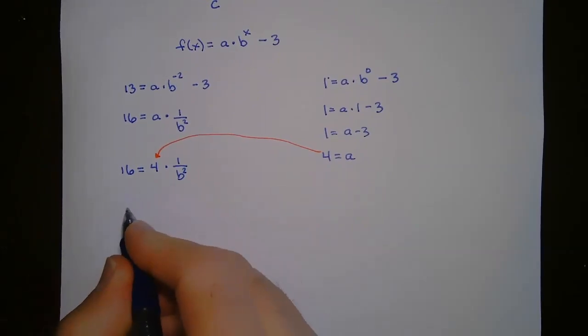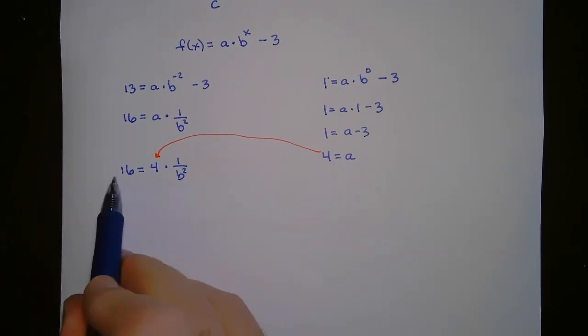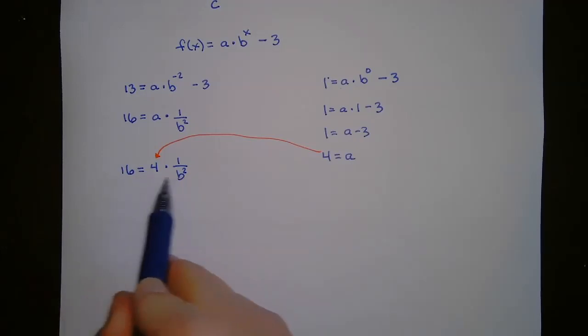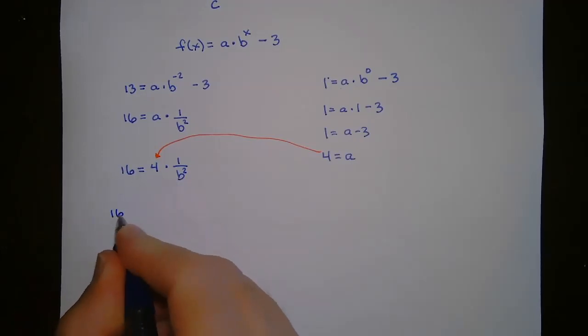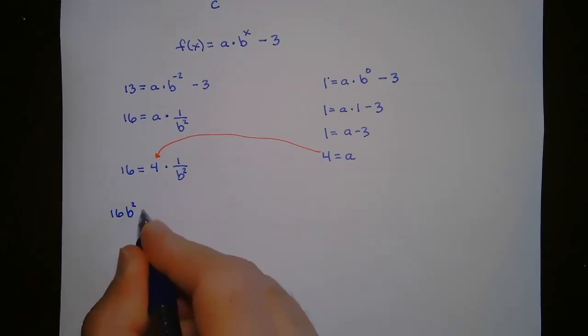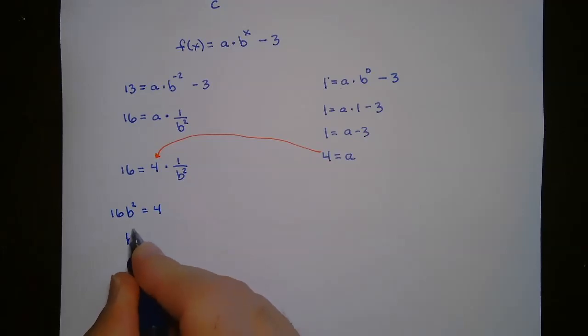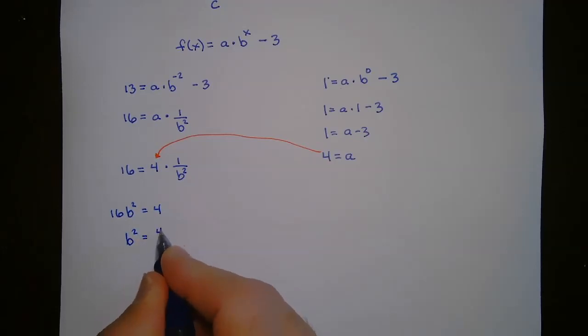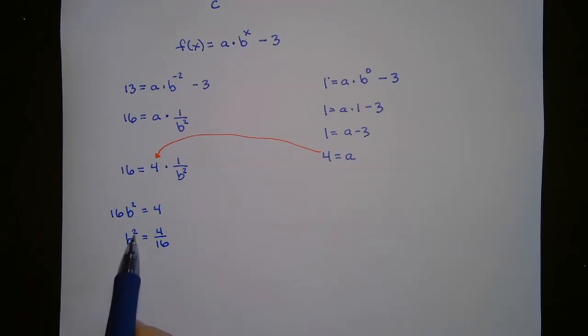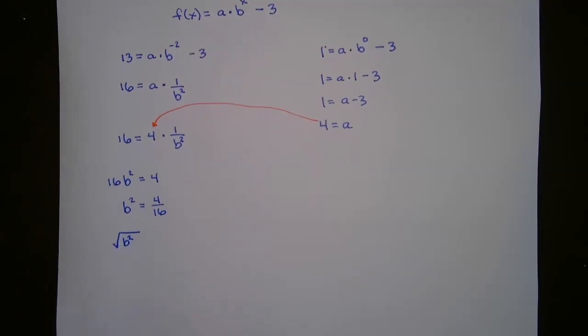So what I'm going to do is clear out the fraction from both sides. I'm going to multiply both sides by this b squared. So that gives me 16b squared is equal to 4, which means b squared is equal to 4 over 16. And then to get rid of the square, I'm going to square root both sides.